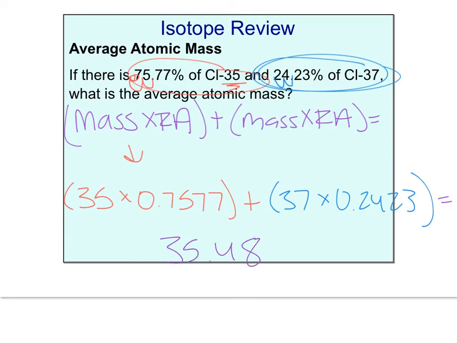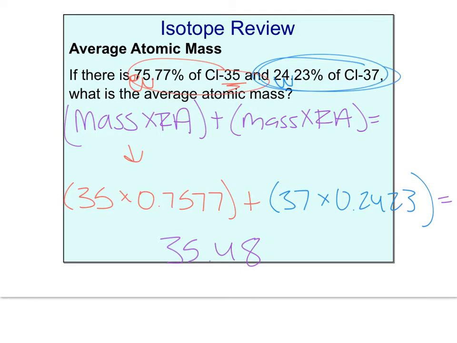35.48. I did 4 sig figs because the mass numbers are actually exact, because it's protons plus neutrons. Protons is an exact amount, neutrons is an exact amount. Those are countable, and then the percentages is where the measurement comes into play. So I did 4 sig figs, so 35.48.